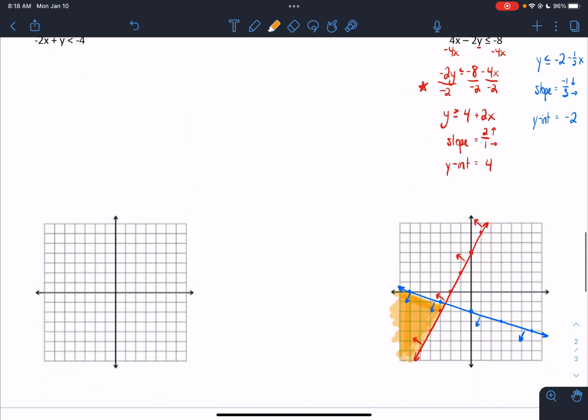So again, all these graphs I can do by plugging into Desmos and putting an equal sign in there and then finding my table. It's just whichever way that you prefer to do it. I did it by slope and y-intercept just because that's faster. But you can do it either way. But hopefully that makes sense.